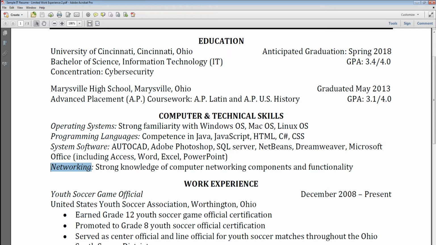And then networking, just another example here, strong knowledge of computer networking, components and functionality. You could also say experience with hubs, routers, switches, the ability to build a local area network, for instance, things that you've done in your IT classes.